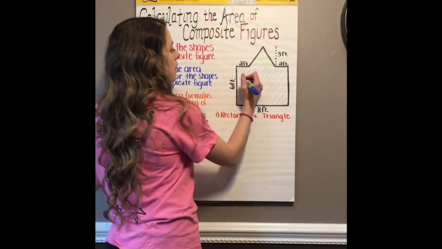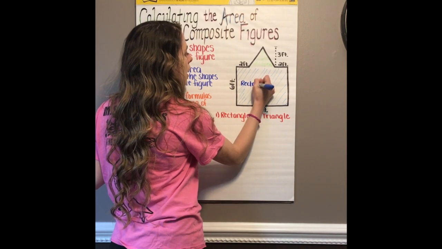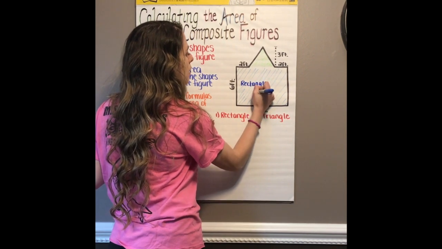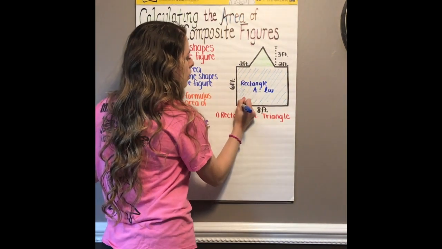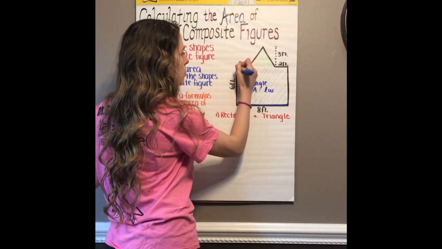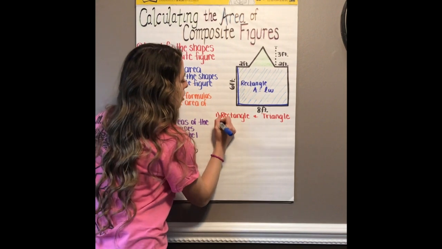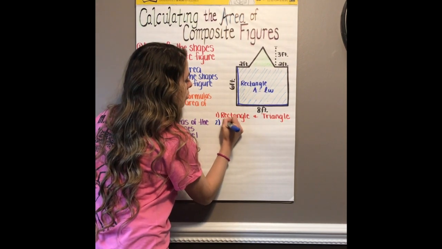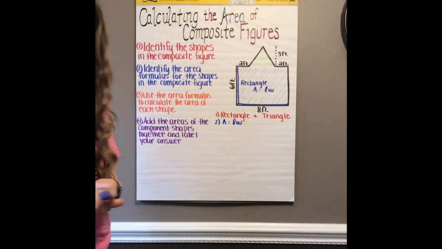For a rectangle, to find the area, I need to multiply the length times the width. So a long side multiplied by a short side. So for step two, the formula for the rectangle would be length times width.